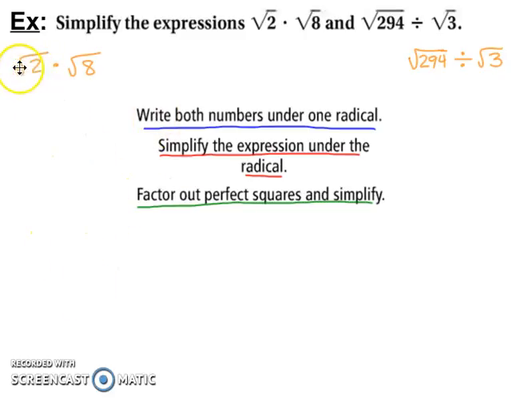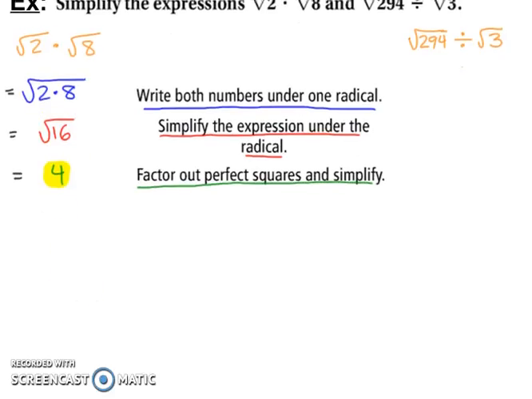So for my first example, I'm starting with the problem, root 2 times root 8. I'm going to write both numbers under one radical, so that equals the square root of 2 times 8. Now I'm going to simplify the expression under that radical, so I know that 2 times 8 is 16, so that equals the square root of 16. And then I'll factor out perfect squares and simplify. So we know that the square root of 16 is 4, so that's my final answer here, 4.